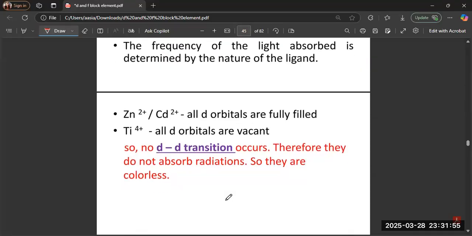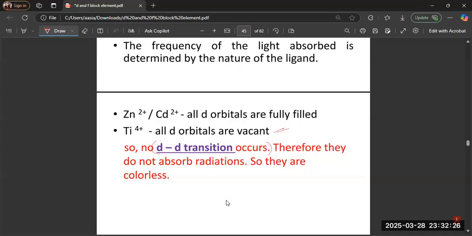Now see here, for example, for Zn2+ and Cd2+, all d orbitals are fully filled. And for Ti4+, all d orbitals are vacant. So there is no d-d transition here. Therefore, they do not absorb radiation, so they are colorless.